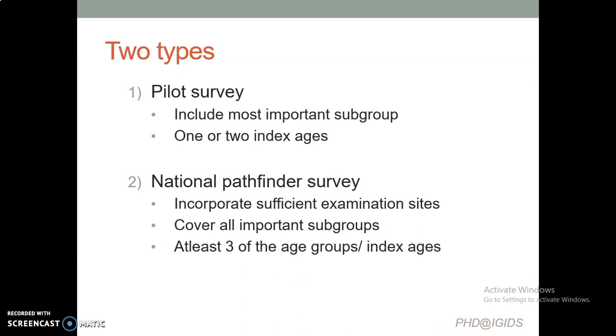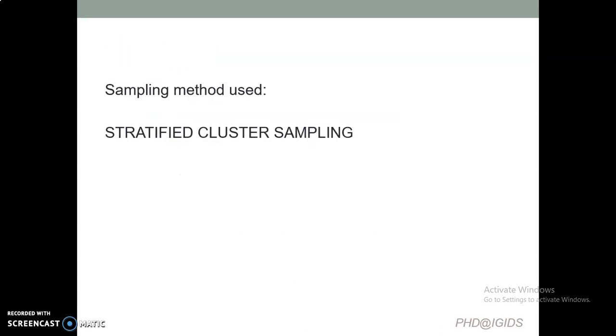So usually a pilot study is done before the main study to check the feasibility, to know if any modifications are necessary. So these are 2 types of basic oral survey. The sampling method used in a basic oral health survey is stratified cluster sampling. Another viva question, it is a combination of stratified and cluster.